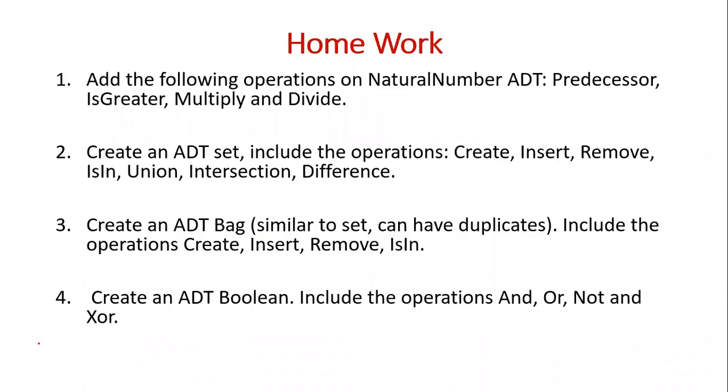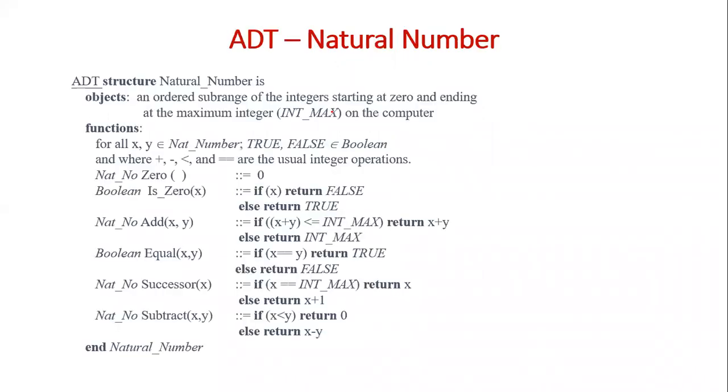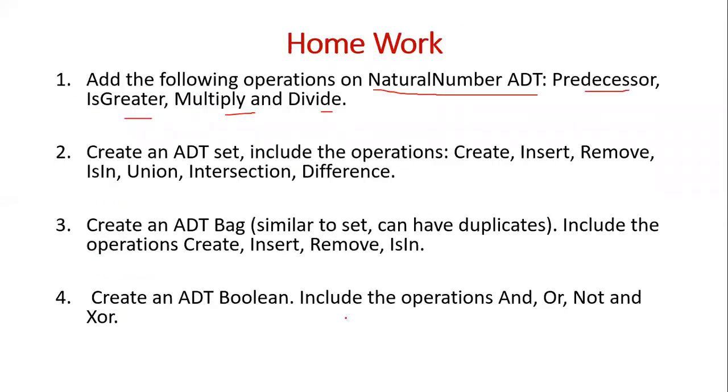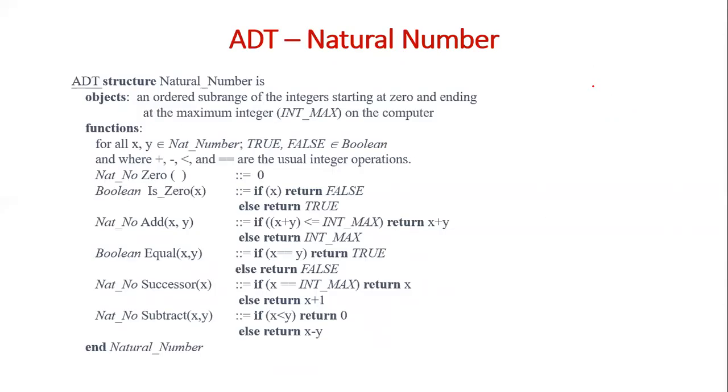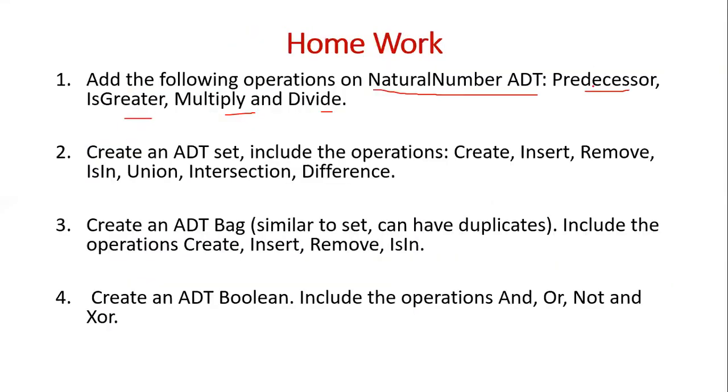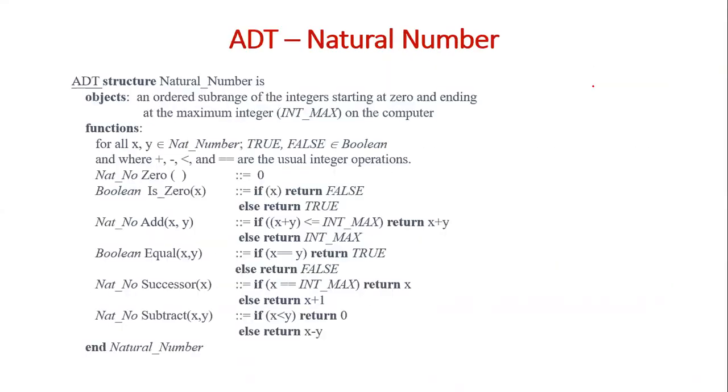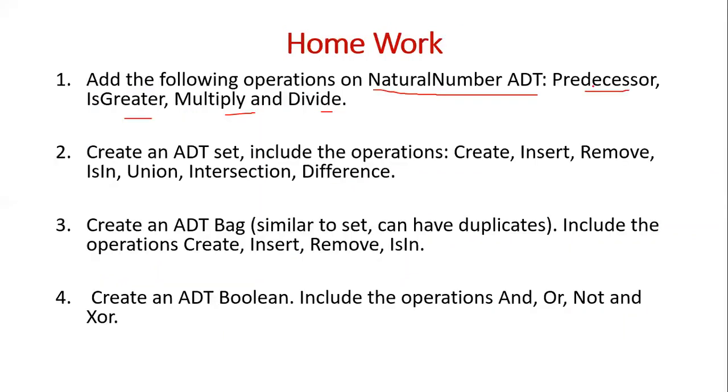So I want you to try these things as homework. Add the following operations on natural number abstract data type: predecessor, is greater, multiply and divide. The abstract data type has some functions, but to these you should add these functions also. Predecessor of x will return the predecessor of x. But before returning, you should check whether x is not 0. If x is 0, just return 0. And if x is greater than 0, then you can subtract 1 and return.